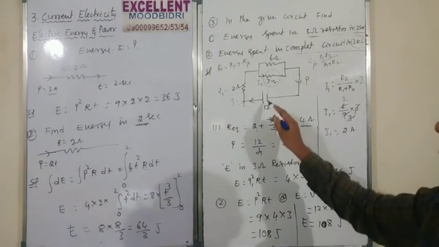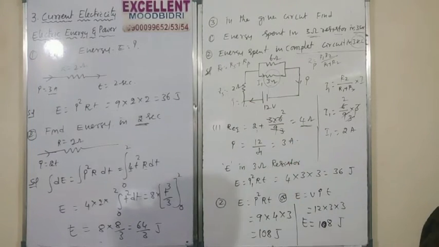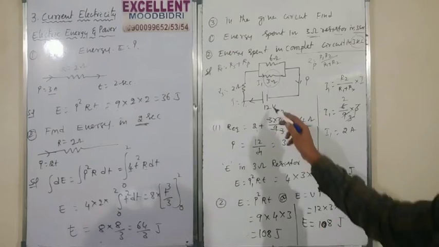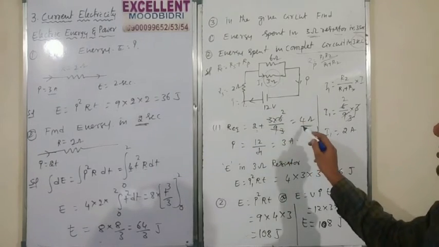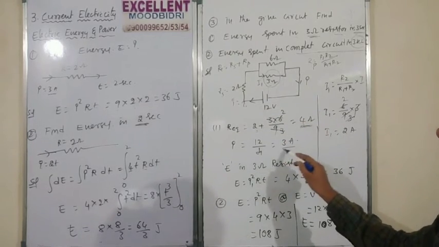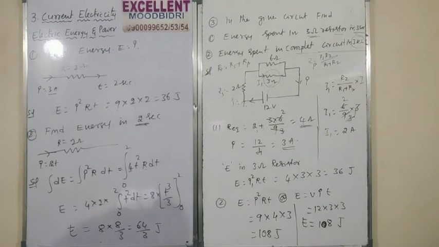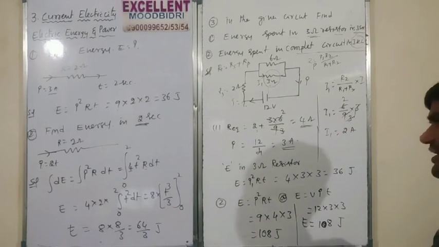Therefore I is equal to the formula V by R. V is equal to 12 volts and R is equal to 4 ohms. So 3 amperes, I got. Yes? Okay, next.